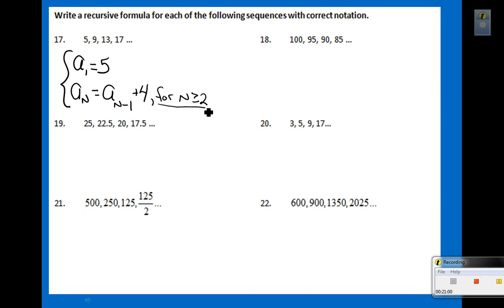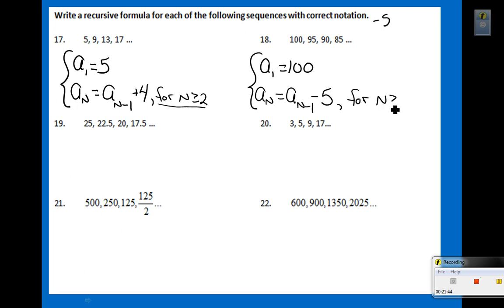Peek at number 18 for me. Try to decide what it's going up or down by. See if you can figure out the pattern. And in this case, I hope you're saying that it's minus 5 every time. If you can, the hard work's done. Cool parentheses, that brace. A sub 1 is 100. A sub n is A sub n minus 1, the term in front of it, minus 5. Then I'm just going to put comma for n greater than or equal to 2. That'll be there every time for you.